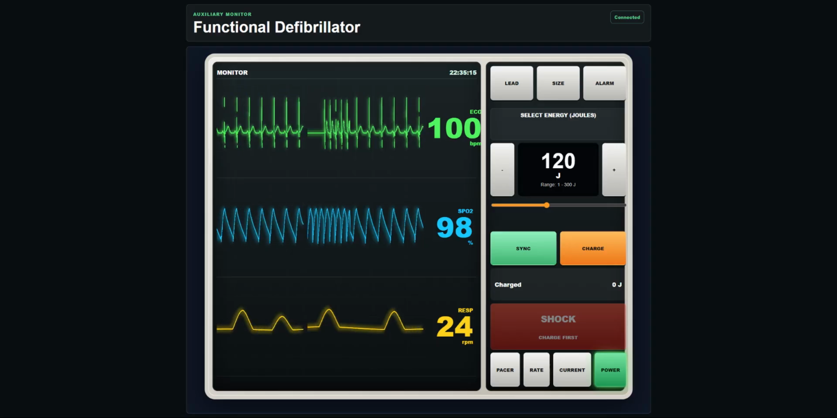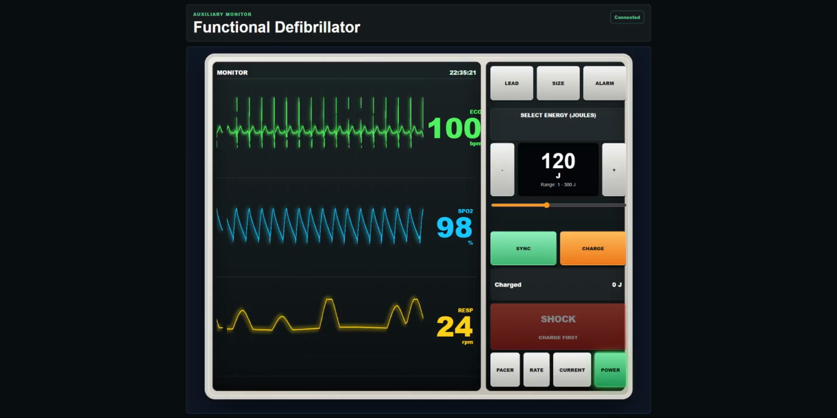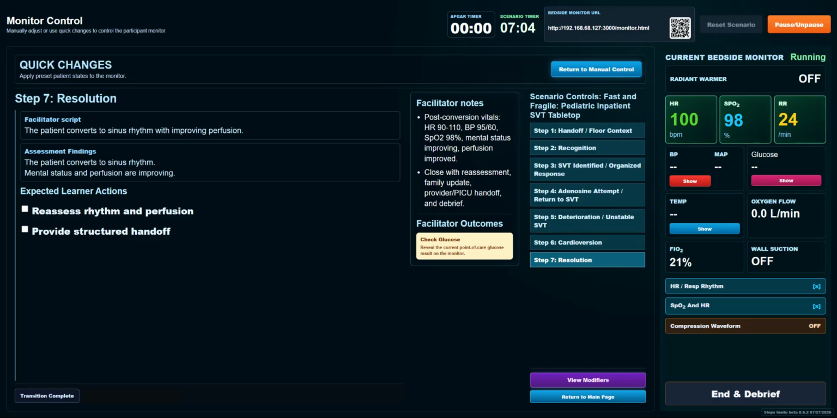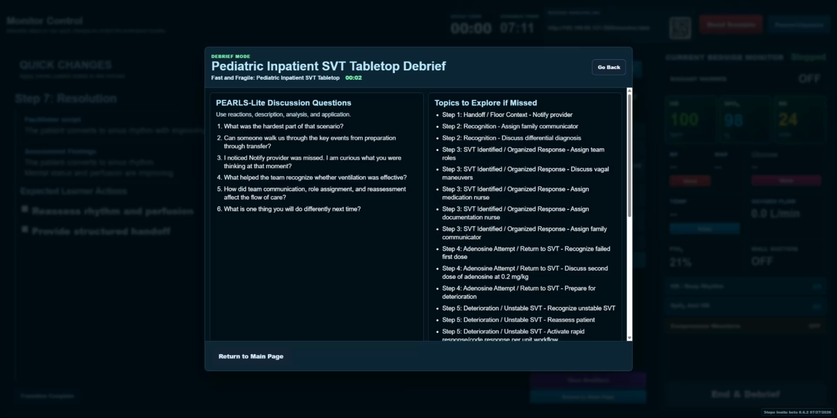So this is a third monitor for simulation, so they can kind of see it, they can kind of interact with it, and it gives them an opportunity to get their hands on something that they can kind of go through the process. Once they're done, as with all of our scenarios, we have some pearls and light debriefing discussion.